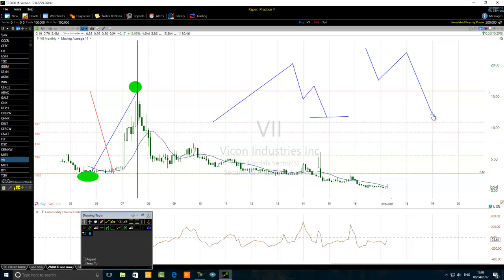Now, in order to forecast the end of the C part of the flat correction, one should check whether we are having a running flat correction, a classic flat correction, or the expanded flat correction. All right. I don't want to make this video about flat correction. So that's one idea, to have a bit of idea how that correction will end.